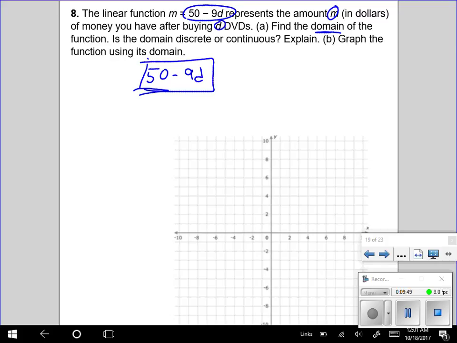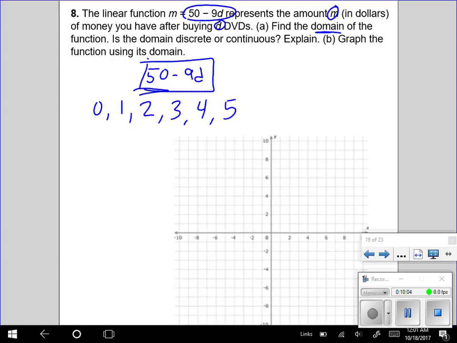I can buy 0 DVDs. I could buy 1 DVD. I can buy 2 DVDs. I can buy 3 DVDs. I could buy 4 DVDs, and I could buy 5 DVDs. I can't buy 6 because I would run out of money.